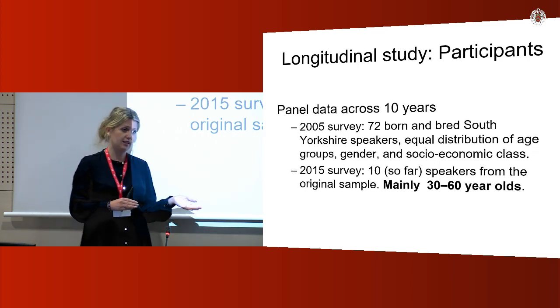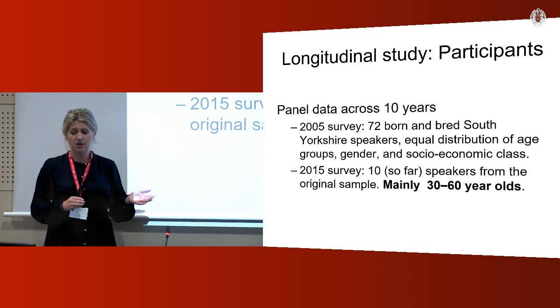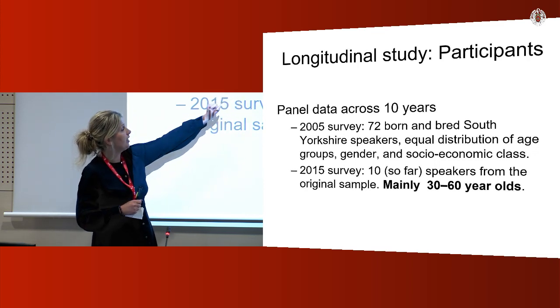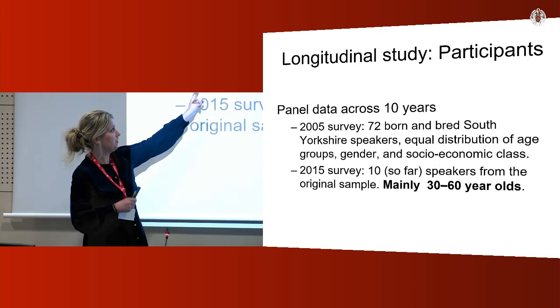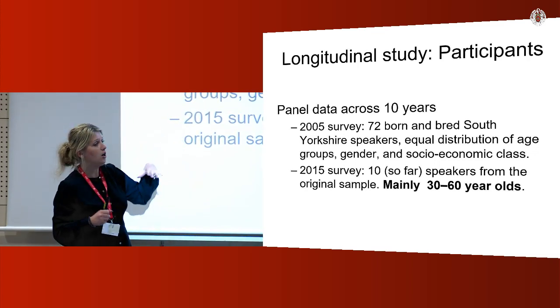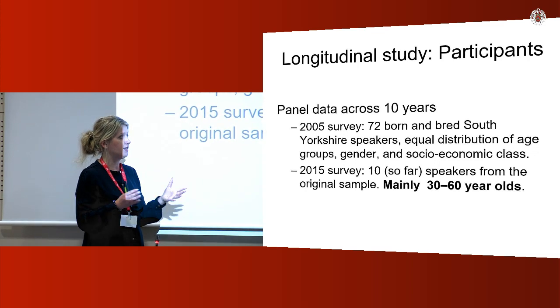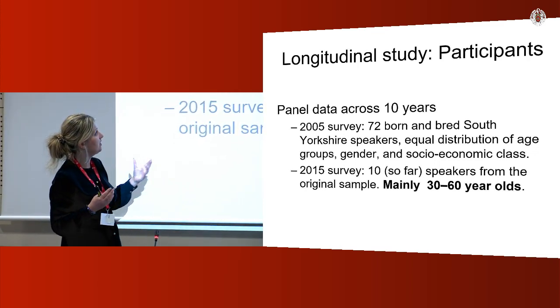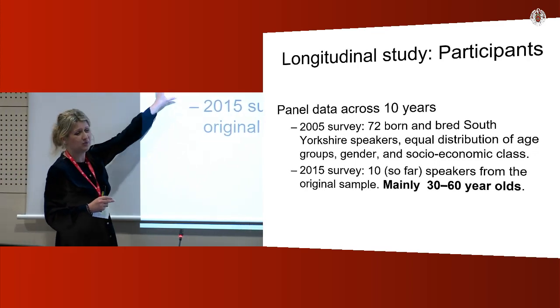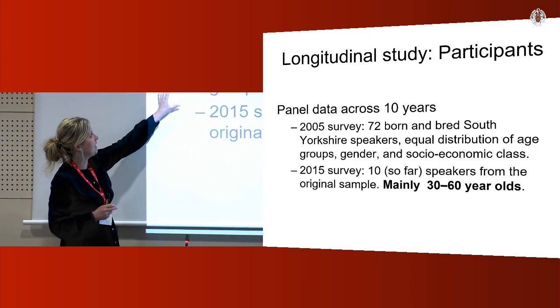The previous data that I've been showing you come from a survey of speakers mainly from Sheffield, but from outside Sheffield as well, from South Yorkshire in the UK. They were all born and bred in the area. They were all ethnically white. There was equal distribution of different age groups, genders, and socioeconomic classes. So you see it was a very heavily controlled sample.